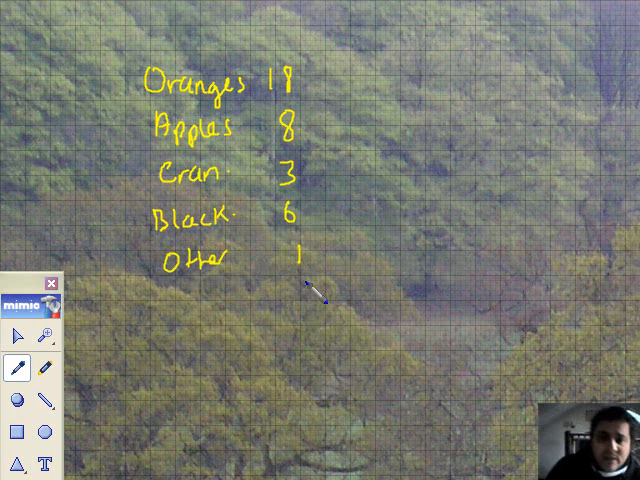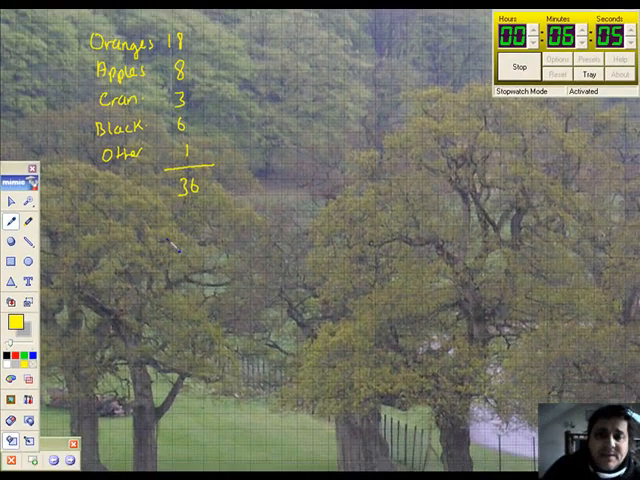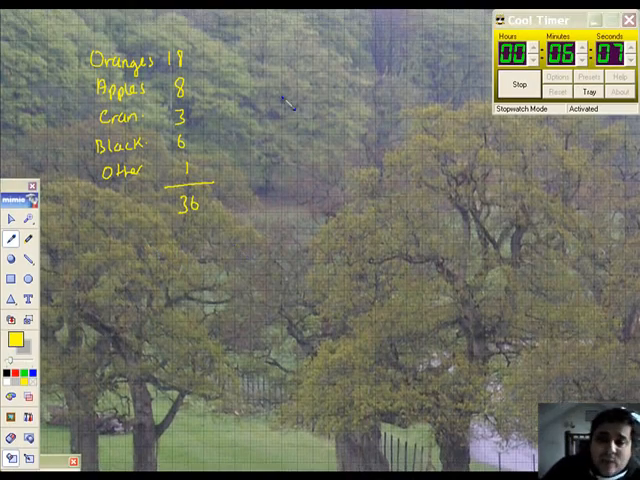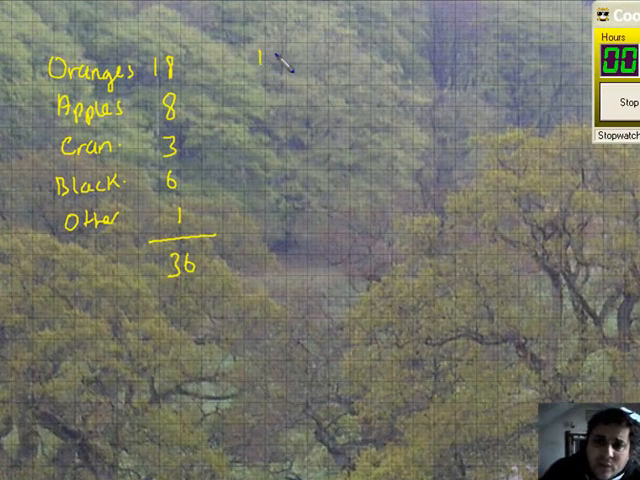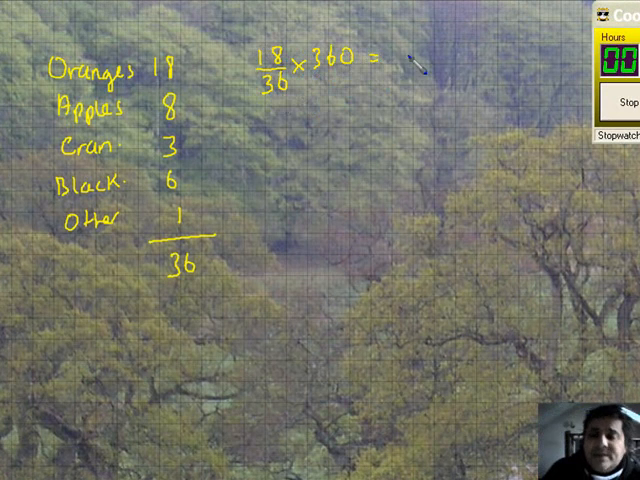Now, in order to get a pie chart, if you remember from the first demo, I need to work out the total amount of fruit that I've got. So I've got 18 plus 8, 26, 36. Alright, so I've got 36 in total, and now I must work out the angle for each one. If I work up here, for oranges I've got 18 out of 36. It's that fraction of 360. Well, I can tell that's a half of 360. That's going to be 180 degrees on my pie chart.